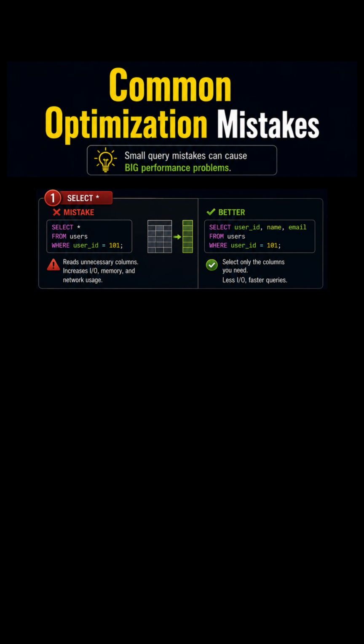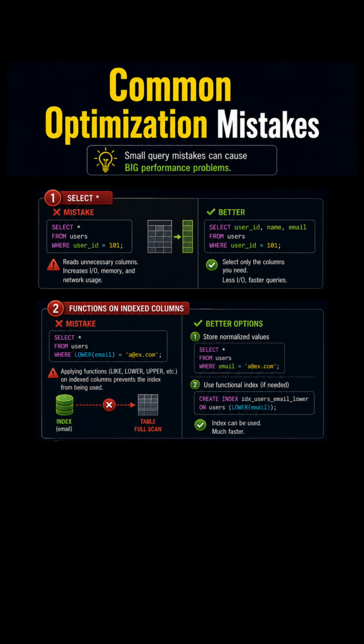Here are common beginner mistakes. SELECT star reads unnecessary columns, which increases input-output operations, and applying functions on indexed columns like LOWER of email may prevent index usage entirely.